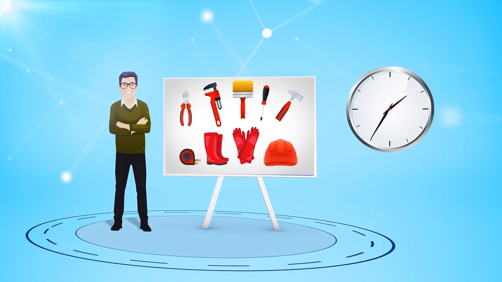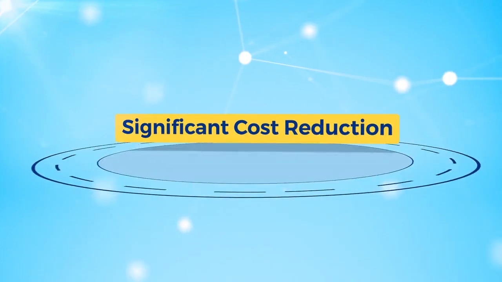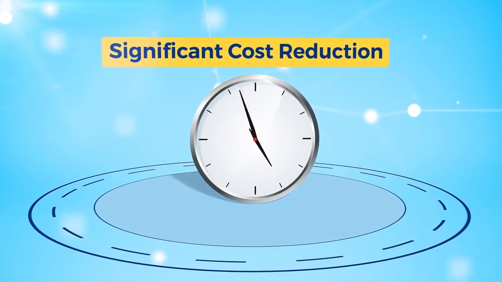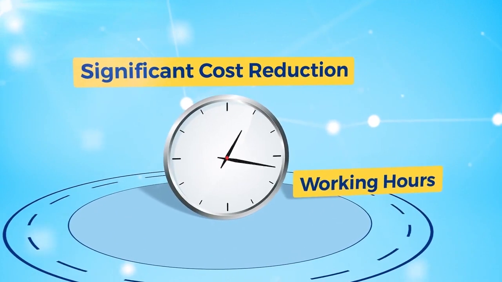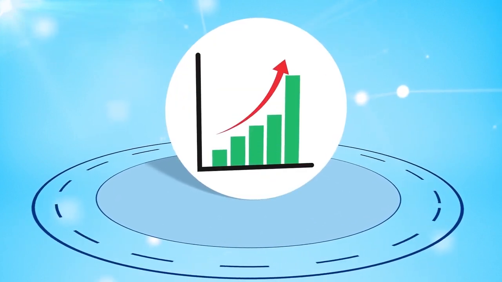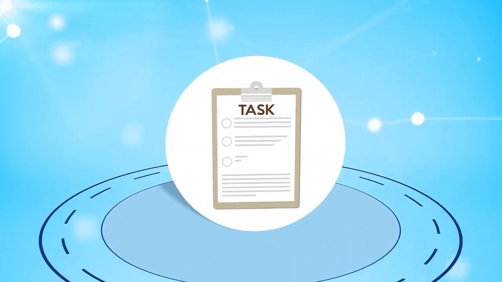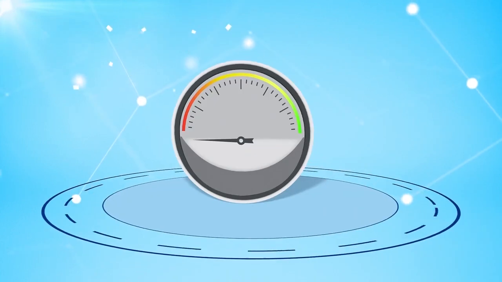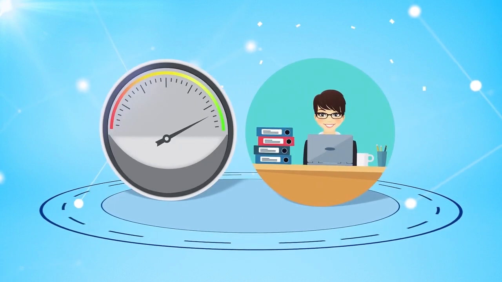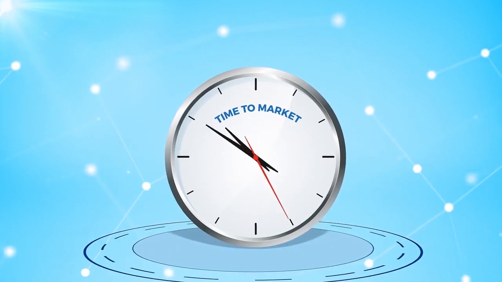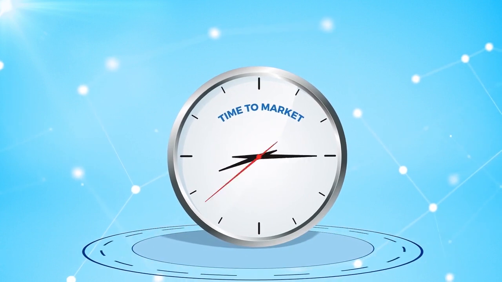Another benefit to cycle time reduction is a significant cost reduction. Reducing cycle time means using fewer resources in terms of working hours, machines, or equipment. This also increases productivity. More tasks are being completed in the same amount of time. Another benefit is quality improvement and less rework. The product time to market decreases as more product can be delivered in the same amount of time or less time.